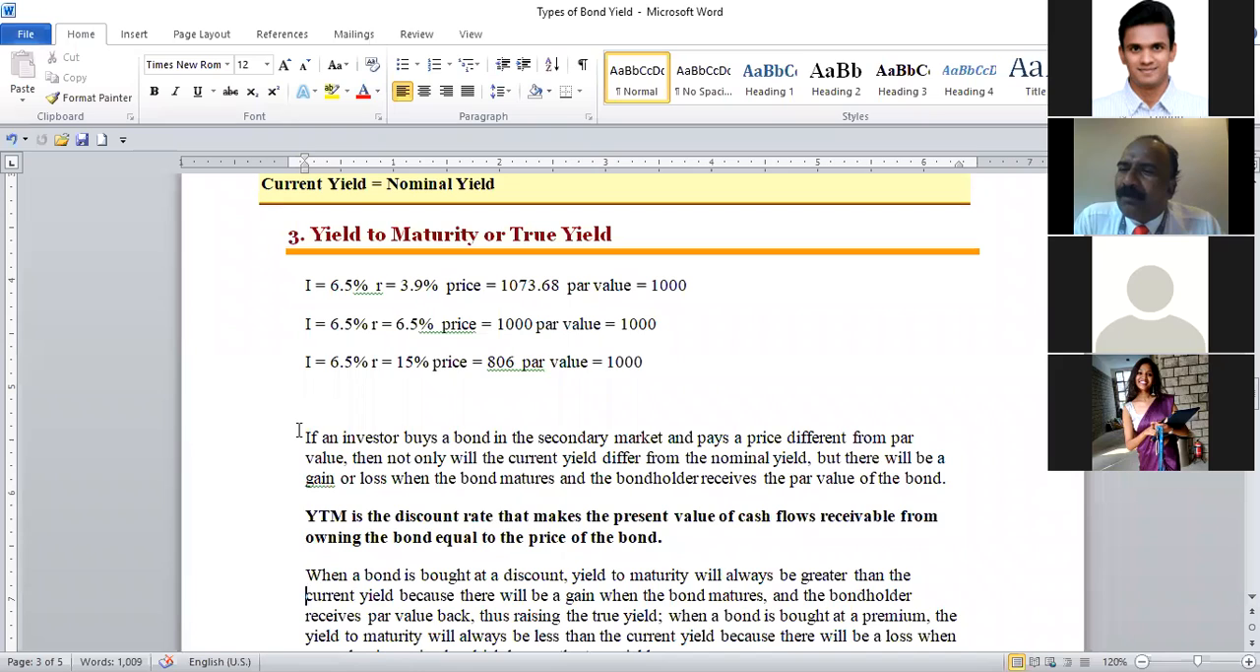Anybody who has done this similar calculation anywhere, wherever you have studied finance? Anybody? The rate at which, I repeat, the rate at which the present value of cash inflow equals the present value of cash outflow. What is that rate called?